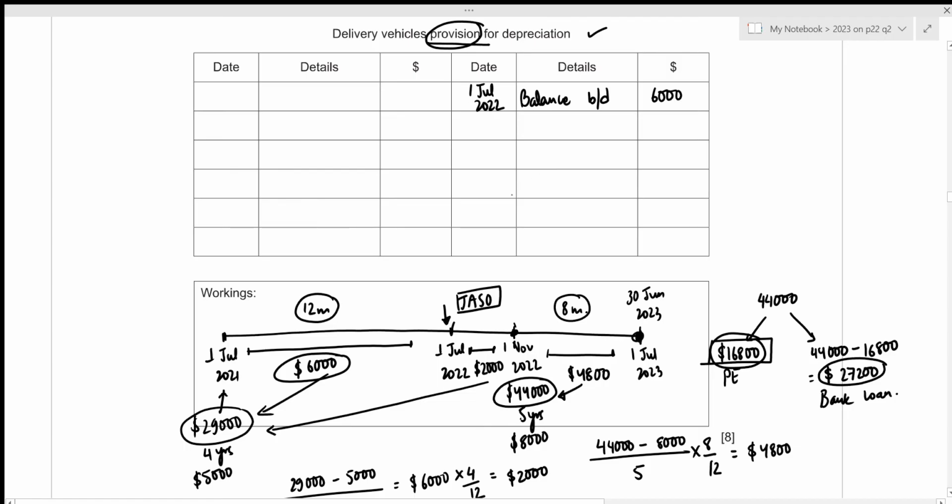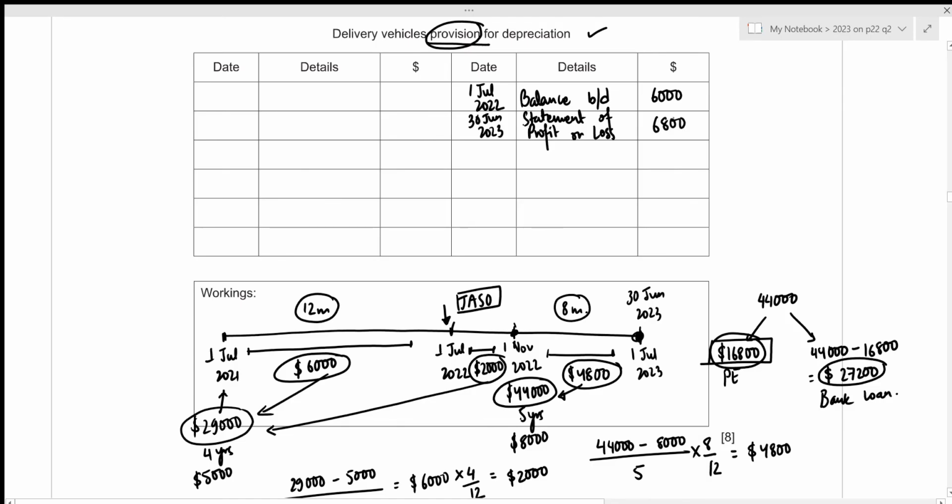Then we also need to add the depreciation charge for the year to this value. And that will be at the date of 30 June 2023 when we prepare our statement of profit or loss. We need to record the depreciation charge for the year. And in this case, it was 2,000 plus 4,800. So that's going to be 6,800.